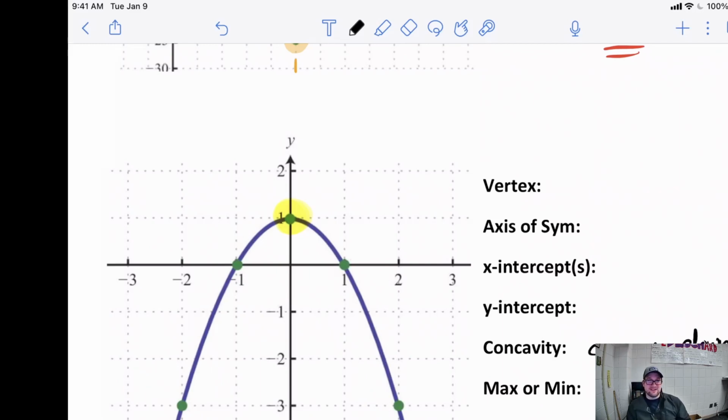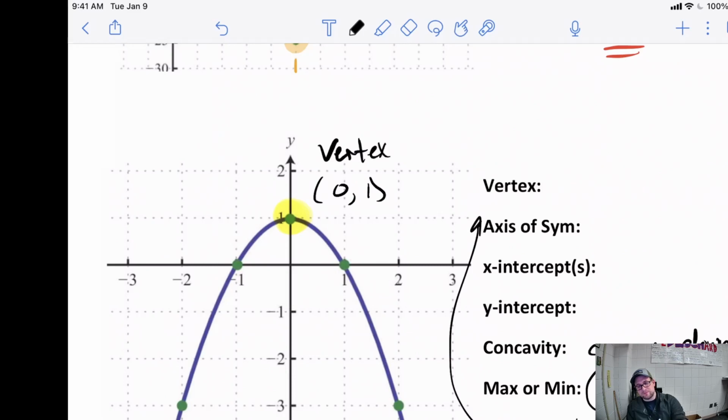Looking at your vertex, we can see that our vertex is at the very tip top, which means it's at a high point, which means that our graph has a maximum. So our graph is concave down and we have a maximum. Now remember that that maximum value that our graph hits is also the same as what the vertex is. So our vertex of this graph would be at the point, well, it looks like our x value there is 0, and our y value is 1, so this would be our vertex. So we can say 0, 1.